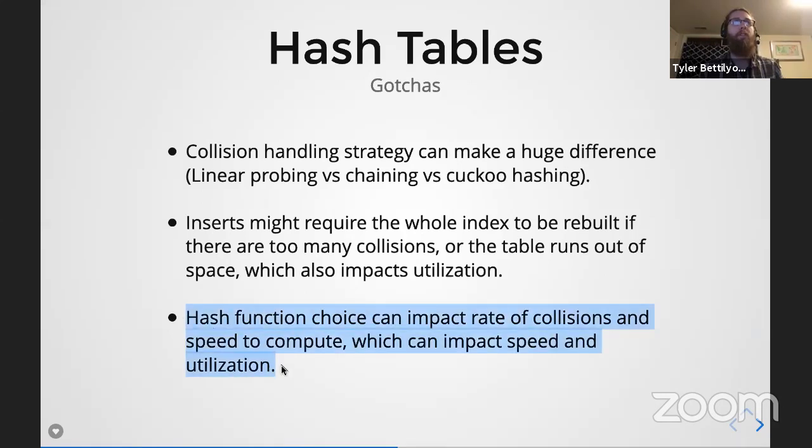Okay, and that's basically this third bullet point. So great, timely question. Okay, so that's hash tables.